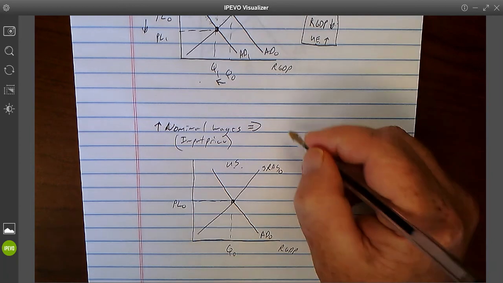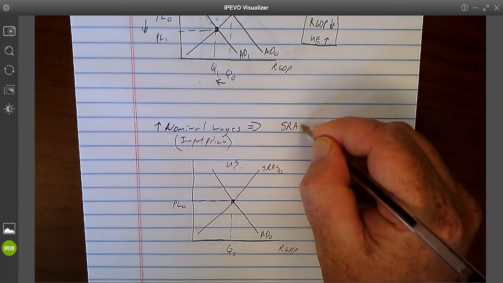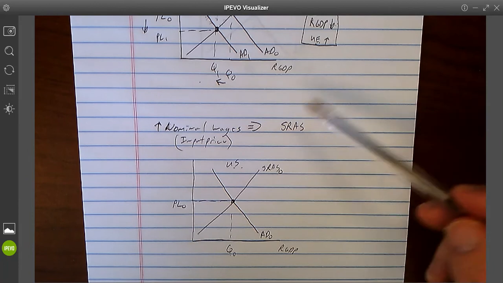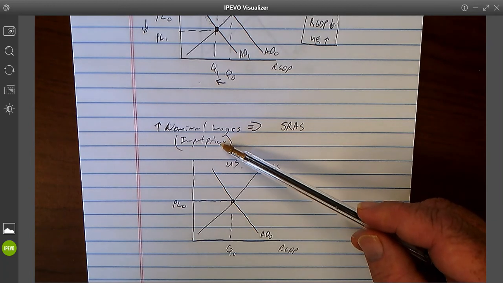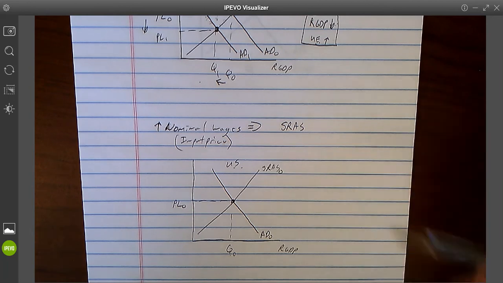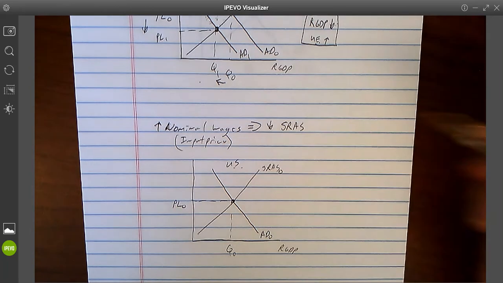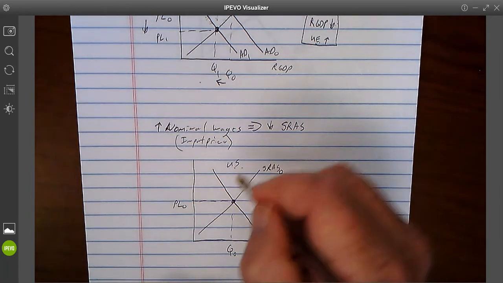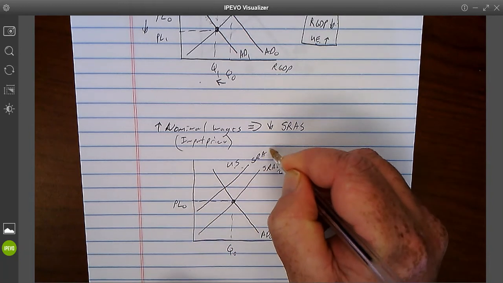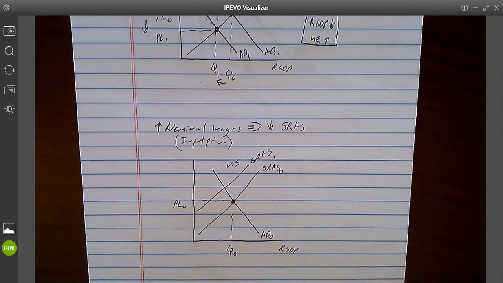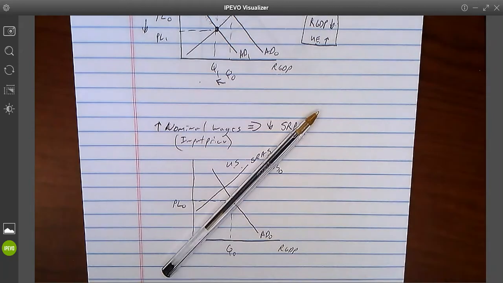Well, so it's going to affect short-run aggregate supply. Which way is it going to impact it? Well, if an input price has gone up, that means the firm is going to be able to purchase less of that input. If the firm can purchase less of that input, they're going to generate less output. So that's going to decrease short-run aggregate supply. Shift the short-run aggregate supply curve to the left. SRAS1. Okay?